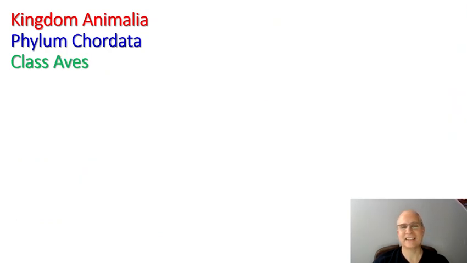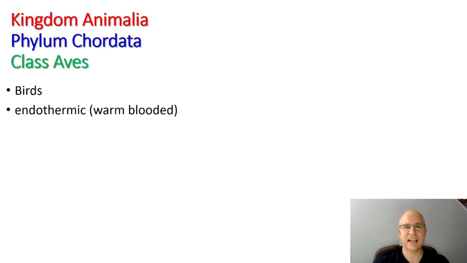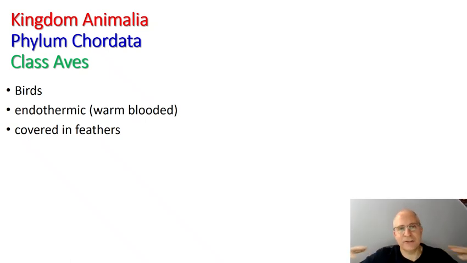Next class is the class Aves, and these are the birds. So here's the first instance where we see warm-blooded animals. These animals are able to regulate their temperature and be warmer than the environment when the environment is cold. One of the ways they can do this is by having feathers, and by fluffing up their feathers, they can trap a layer of warm air close to their skin.